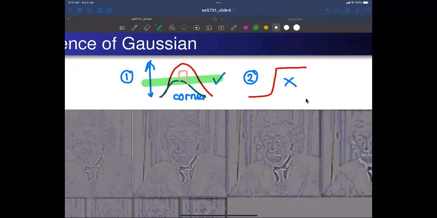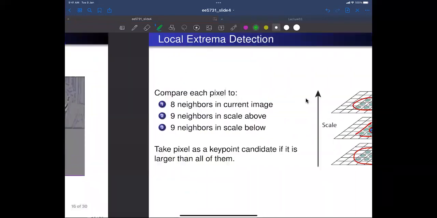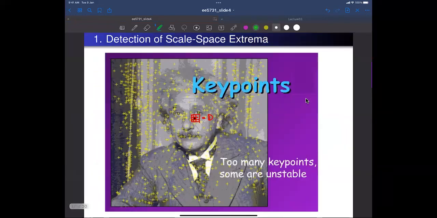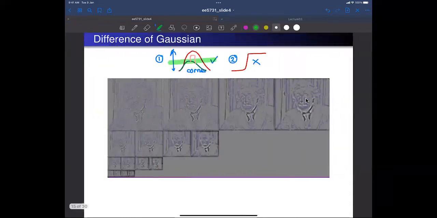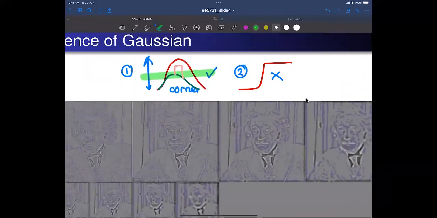Number 1 focuses on corners. The assumption is that the key points you get from this operation are the peaks of a corner. And then we do the rejection based on the contrast.